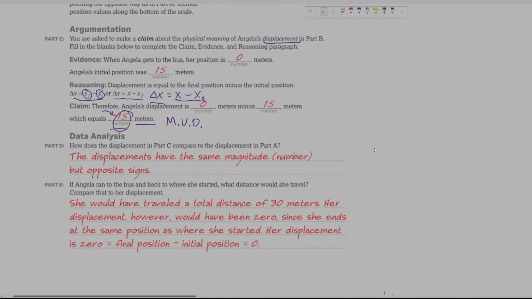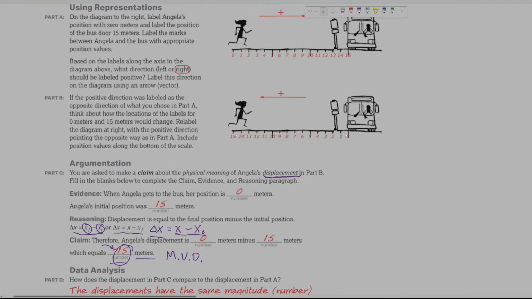Part D, how does the displacement in part C compare to the displacement in part A? Well, they're going to have the same magnitude, but opposite signs. In part A, she is starting at 0 and moving toward 15. And in part B, she's starting at 15 and moving towards 0. Same distance, different direction, all right? Different direction as we defined it. That's important.